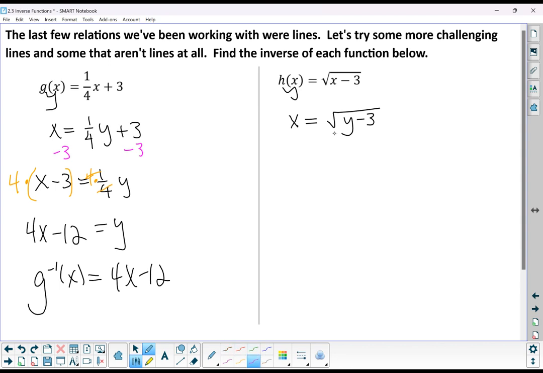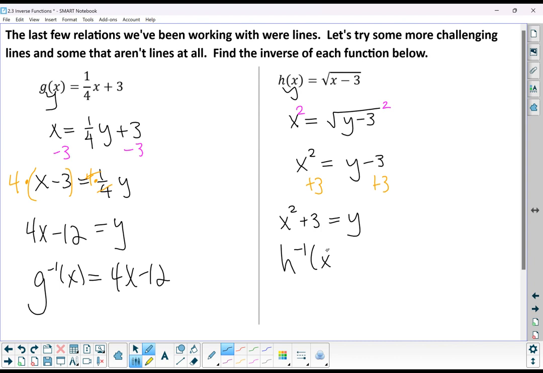Well, right now that y is under a root. So we need to use a power of 2 to undo that root. So now we have the equation x squared is equal to y minus 3. And we're ready to finish up solving for y by adding 3. So we had an x squared and we added 3. So we now have an x squared plus 3. That's equal to y. And so our inverse function, h inverse, is x to the power 2 plus 3.